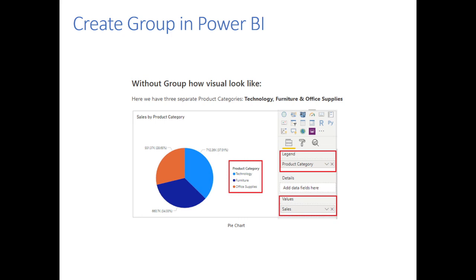Without a group, this is how our visual will look. As you can see, we have 3 separate product categories: one for technology, one for furniture, and one for office supplies. We created this by dragging the legend. So this will be the legend under product category and the values will be the sales. These are the sales for each product category.